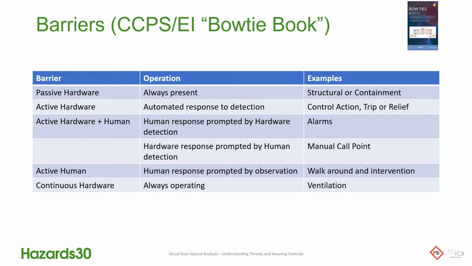Best practice for bow ties is in the CCPS Airline Institute bow tie book. Here we have a list of the types of barriers that are employed, and all of these will be employed in the management or control of flammable atmospheres. Each of these has its strengths and weaknesses. Some are more effective than others. Others are more vulnerable because of the nature of their implementation.